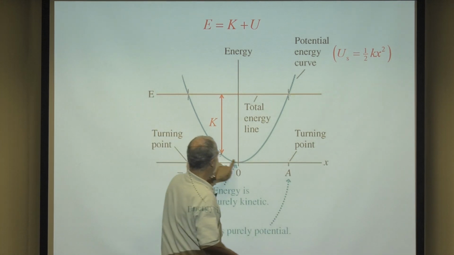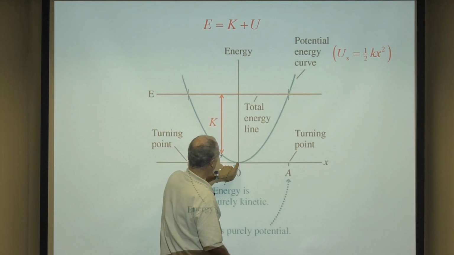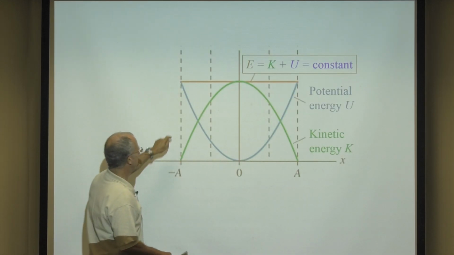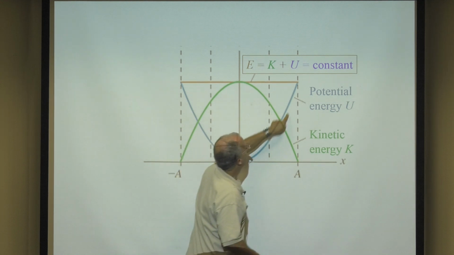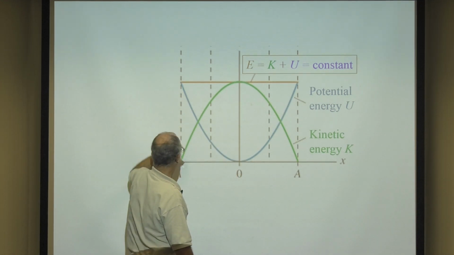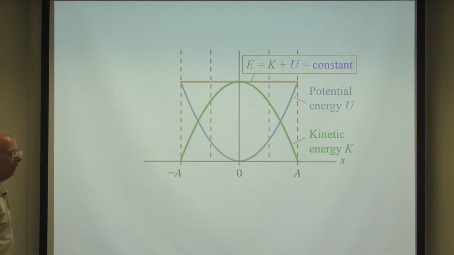Okay, and now here, if you want to get really fancy, here's the potential energy. So what's the kinetic energy? 0, gets bigger, bigger, bigger, maximum, then smaller, smaller, smaller. So if you want to, you can plot, here's the potential energy in the blue, here's the kinetic energy in the green. And this plus this is the constant E. That's another way to look at it. So you should be familiar and comfortable with all of those energy graphs.